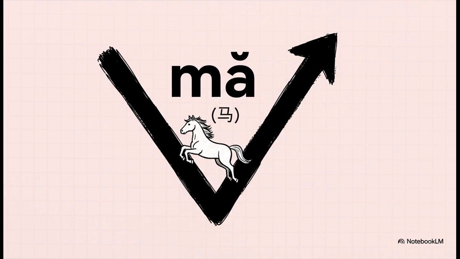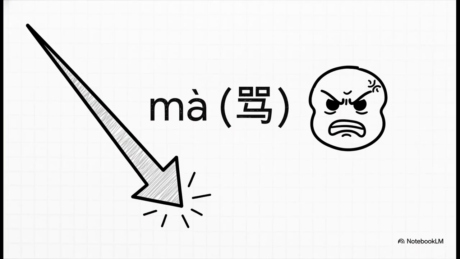Okay, now for the one that everyone says is the trickiest, but you'll get it. The third tone. It goes down and then it comes back up. It's got this little dip in the middle. Ma. And that sound, ma, means horse. And last but not least, the fourth tone. This one is sharp, decisive. It starts high and just drops. Think of a quick, sharp command. Hey, ma. That sound, ma, means to scold.